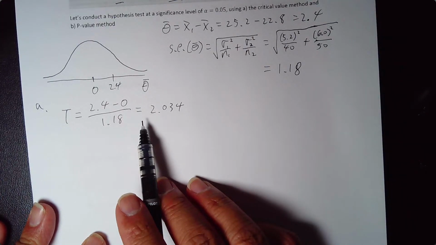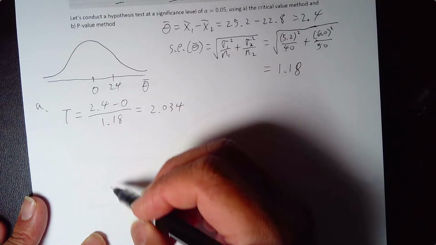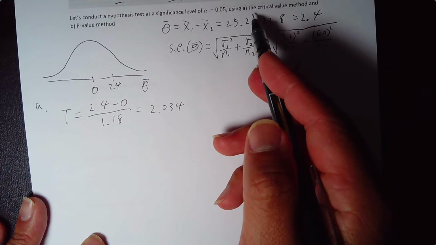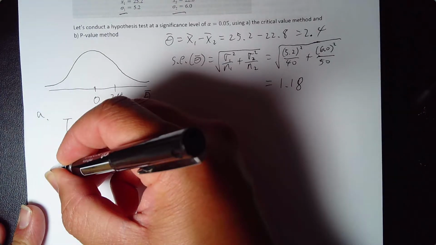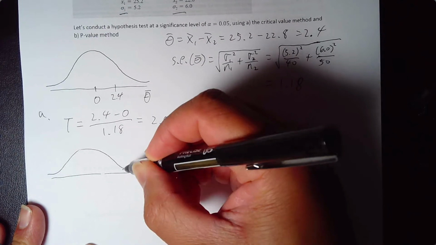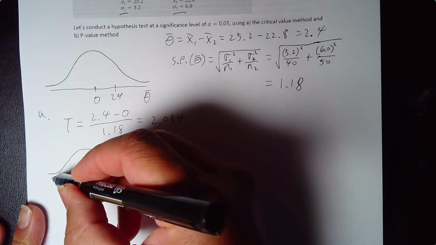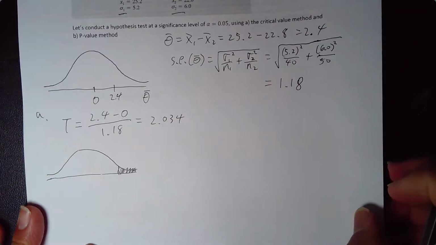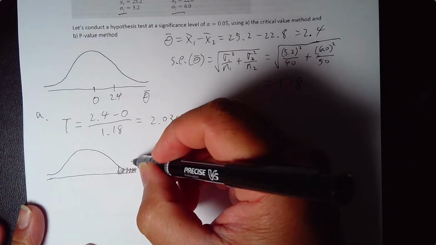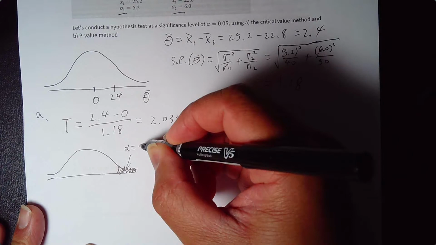Now, part A tells us we're going to use the critical value method. That means we want to compare here. This is a right tail test, because it is less than or equal to, right? So put alpha here, which equals 0.05.